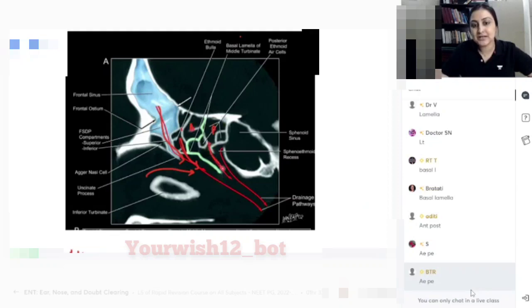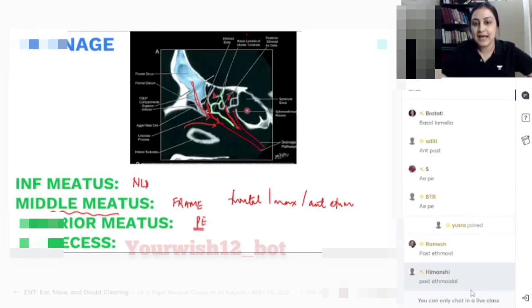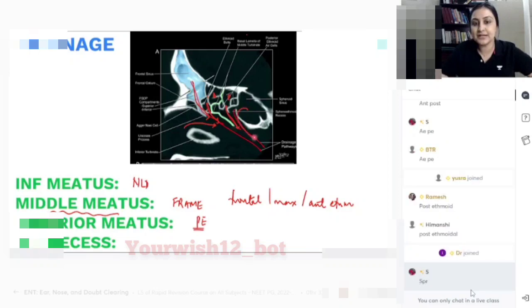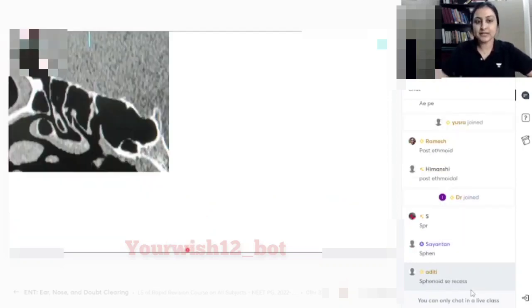And can you see where the posterior ethmoidal is draining? It is draining in the superior meatus, right? So it's draining in the superior meatus. And the sphenoid sinus at the back will drain where? Sphenoethmoidal recess. Sphenoethmoidal recess.